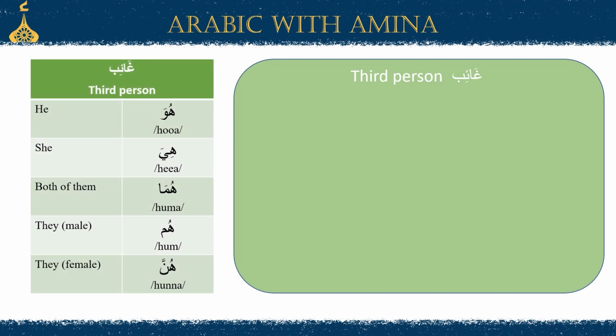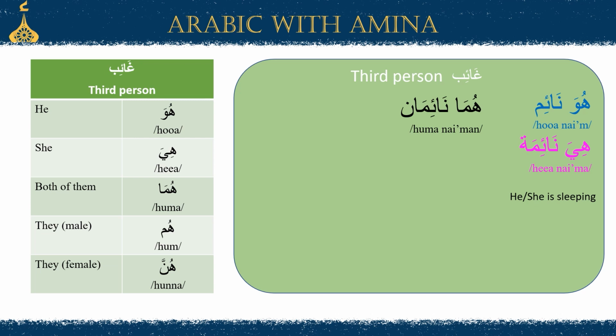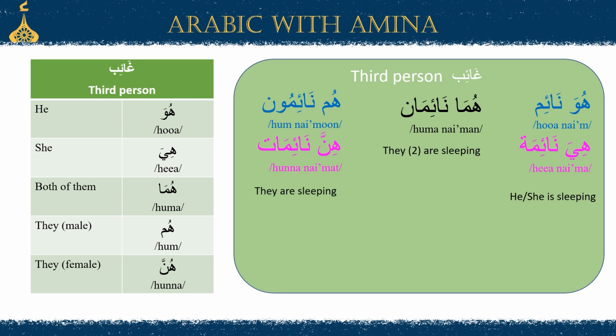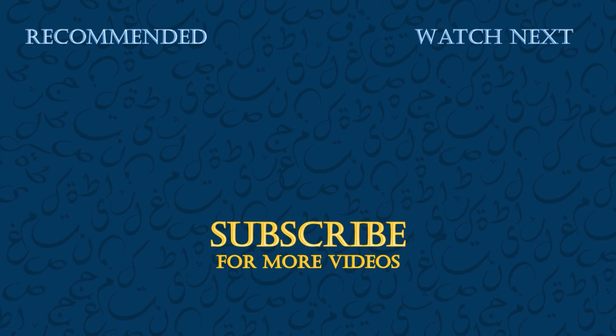هو نائم if male. هي نائمة if female, meaning he or she is sleeping. When talking about two people, هما نائمان, they, referring to two people, are sleeping. When talking about three or more people, هم نائمون if male. هن نائمات if female, meaning they are sleeping. And that wraps up today's lesson about detached pronouns.